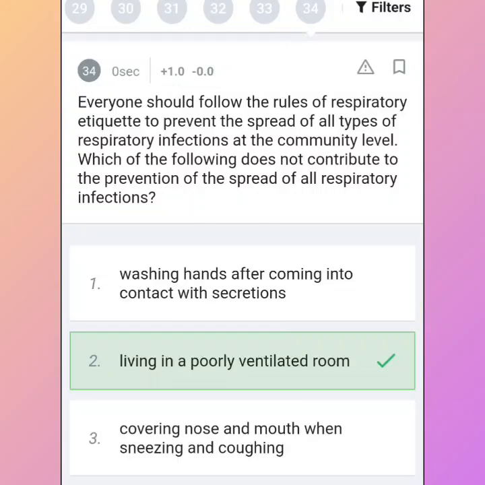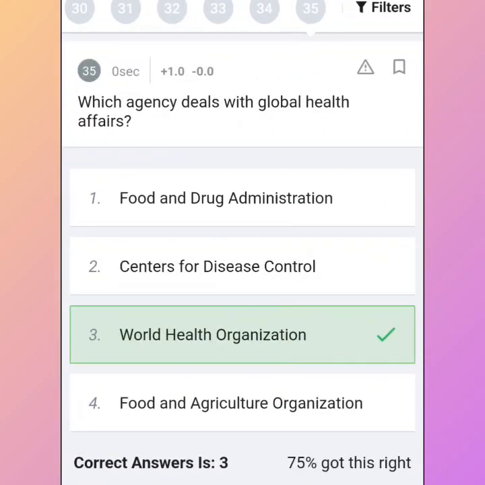Everyone should follow the rule of respiratory etiquette to prevent the spread of all types of respiratory infections at the community level. Which of the following does not contribute to the prevention of spread of respiratory infections? Option second, living in a poorly ventilated room. Question number 35. Which agency deals with global health affairs?